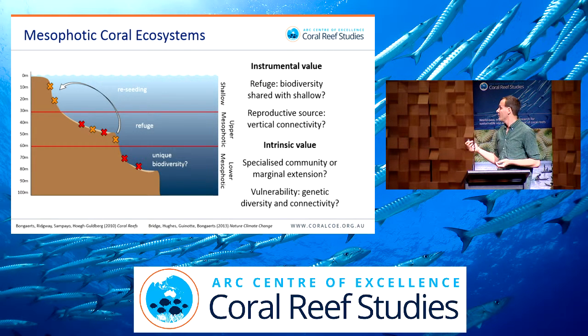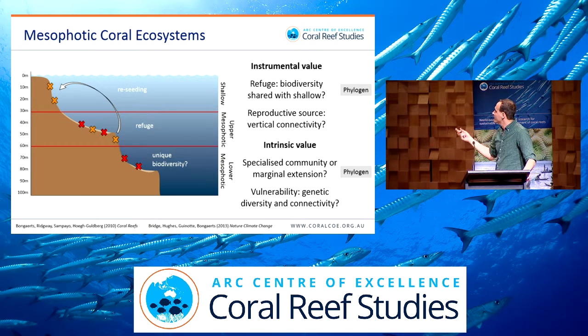We know of disturbances specific to deeper reef areas, such as cold water bleaching. So figuring out to what extent they can cope with such perturbations. And so we've been using a molecular ecology approach to address some of these questions.